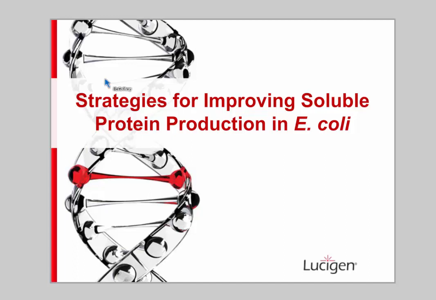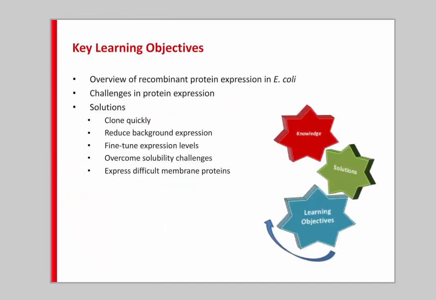We are very excited to have you with us as we talk about improving protein expression in E. coli and how to get more soluble protein out of your expression experiments. For today's webinar, we're going to start by reviewing a little bit of the history surrounding recombinant protein expression in E. coli, and then we'll talk about some challenges that researchers face when expressing recombinant proteins. And finally, we'll move on to talk about some methods and products that you can use to overcome those challenges.